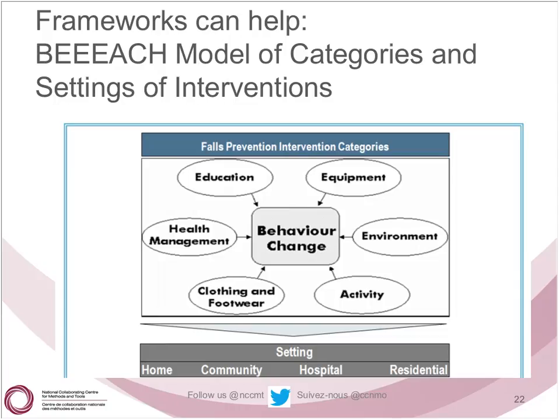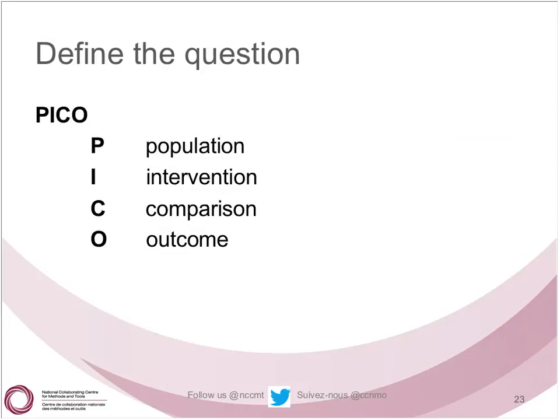So let's move on then to look at a structure that can help you to define the question. We call this PICO, and pretty much in any question, anytime you're searching for evidence, you can define your question in terms of these factors. What's the population of interest? What type of intervention are you interested in? What's the comparison group? And what's the outcome of interest?